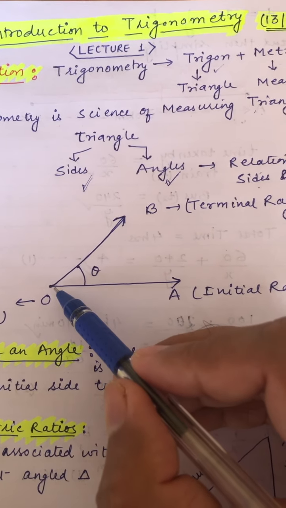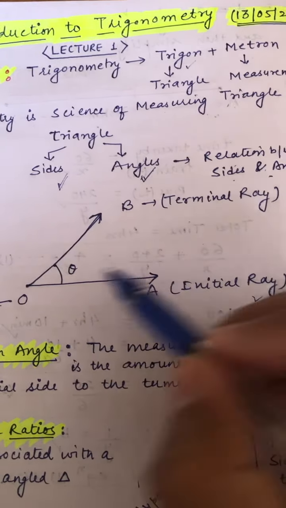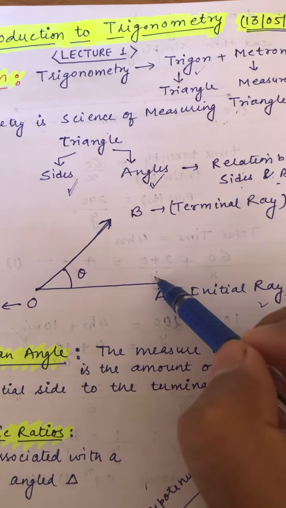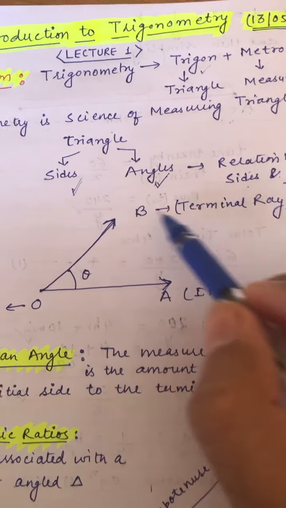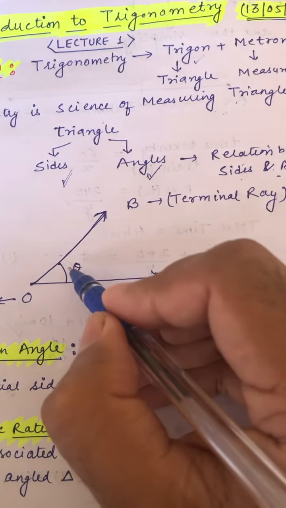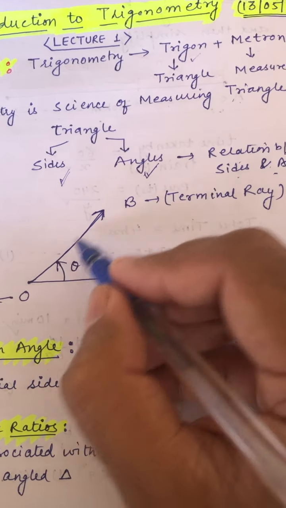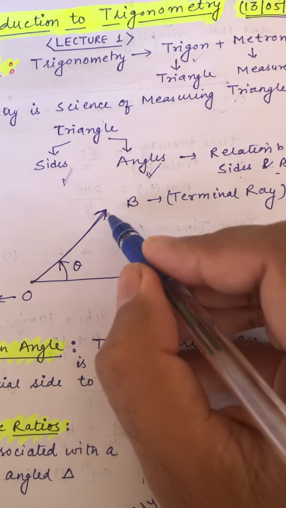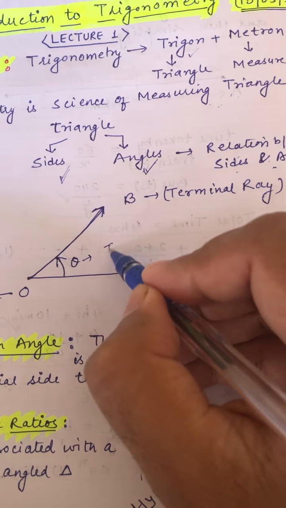So suppose this is OA, this is called the initial ray. This is a straight line OA, initial ray. OA is the initial ray and this OB is the terminal ray. So we are moving from initial ray to the terminal ray. Then the angle formed is, suppose, theta. This we call theta.